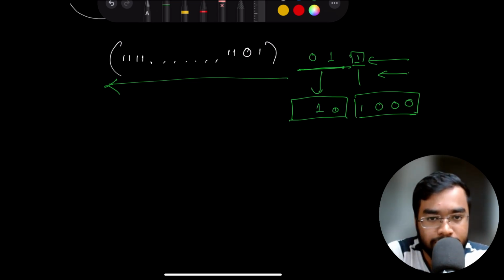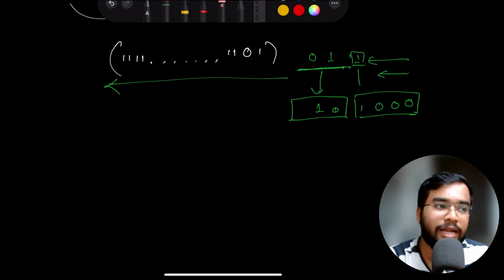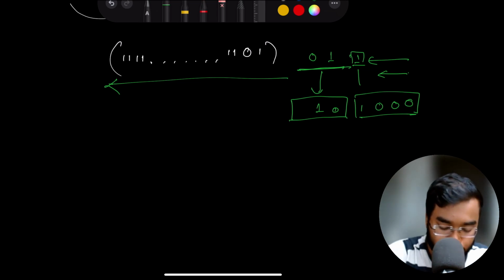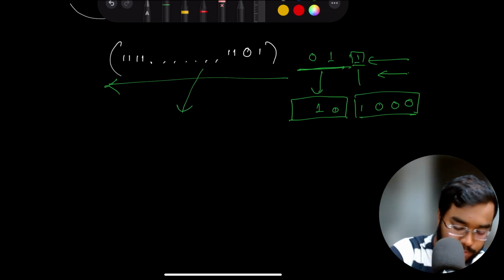That is what complementary means, isn't it? It would be complemented, isn't it? You can say that it would be changed. Okay. So here, if I find the 2's complement, then what will happen?